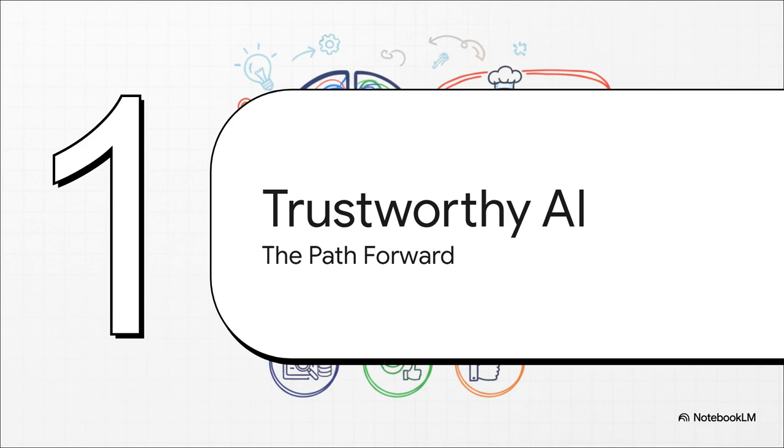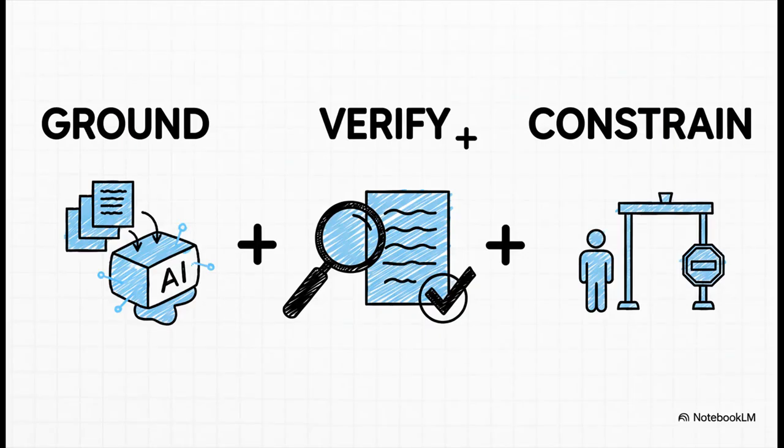This all points to a really important shift in how we think about AI. Building better AI isn't just about making models bigger anymore. It's about making them more responsible, more transparent, and more reliable. That is the path forward to building AI we can actually trust. So if you remember just one thing, make it the simple mantra. Ground, verify, and constrain. Ground the AI in facts, verify its answers with sources, and constrain its actions with checkpoints. That's the secret sauce for turning these confidently wrong machines into something genuinely helpful.